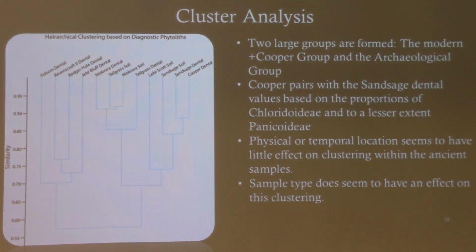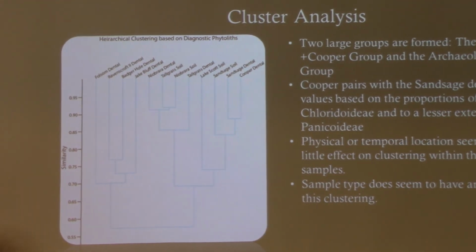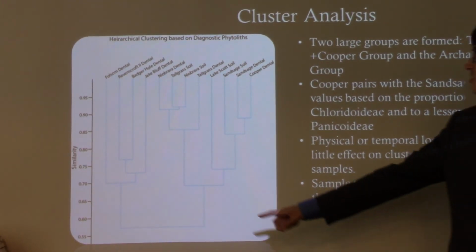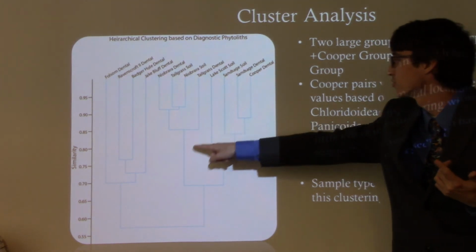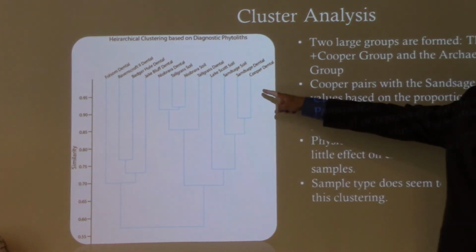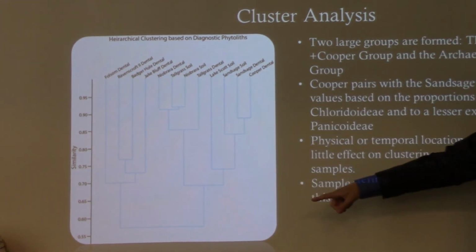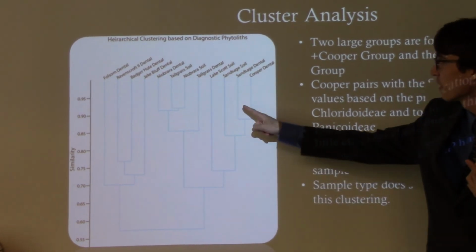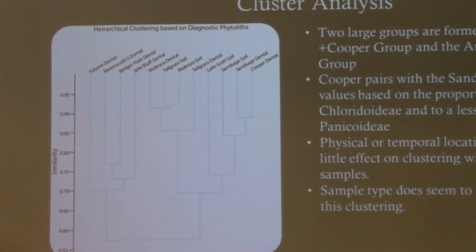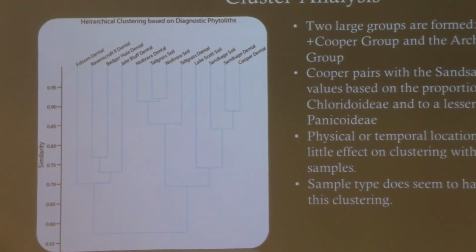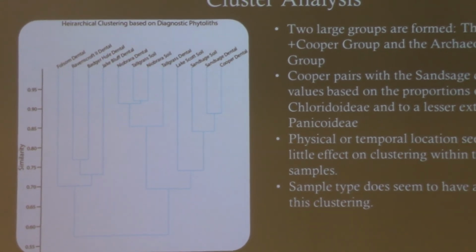The one thing that does seem to make some sort of a difference, at least within the modern group, is the amount of precipitation. Remember that Tallgrass and Niobrara had very similar precipitation amounts, and they grouped together, as well as Sand-Sage and Lake Scott had very similar precipitation amounts, and they grouped together. So that's an interesting thing to note.